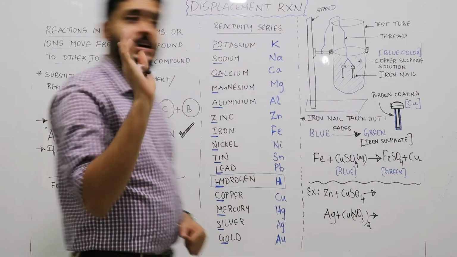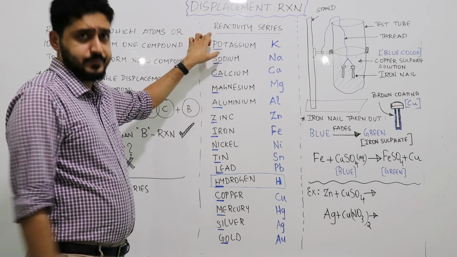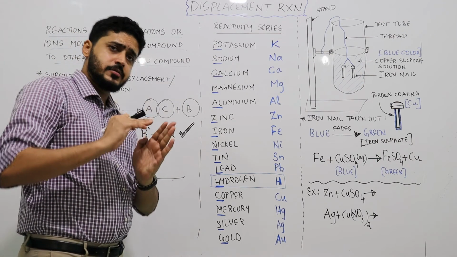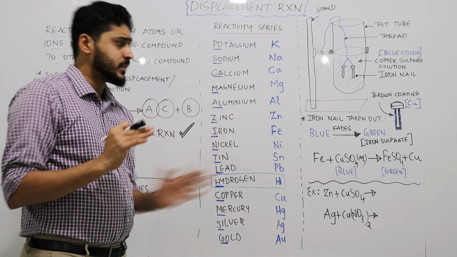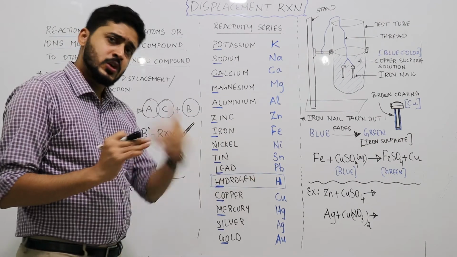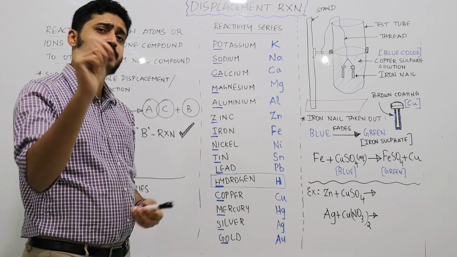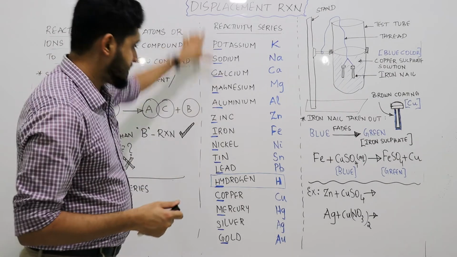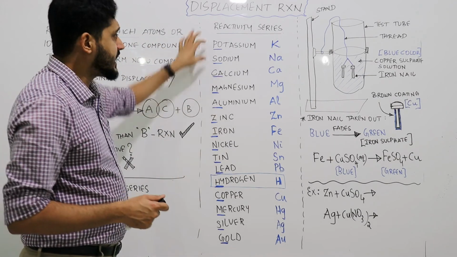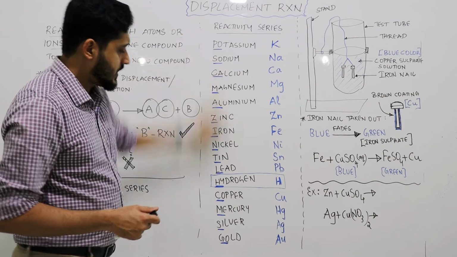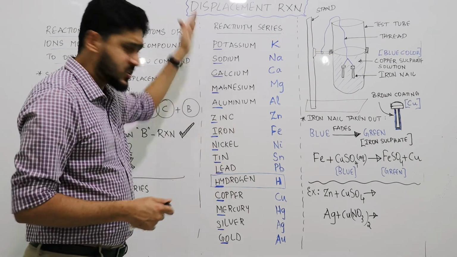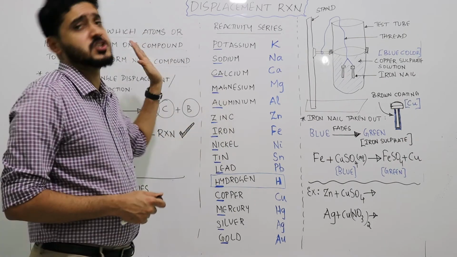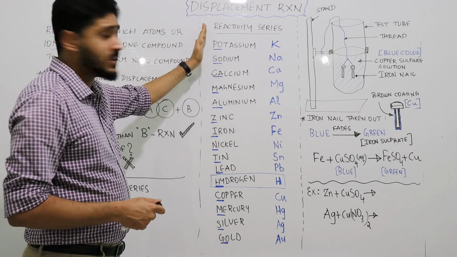Now, what is the reactivity series? This is a reactivity series. By the end of the video, you will get a better idea of displacement reactions. Once the explanations are complete, you will be masters in writing displacement reactions and their products. The reactivity series starts with potassium and here I have ended with gold. There are more elements, but these are most of the common elements which we use in our reactions. So how to remember this reactivity series?